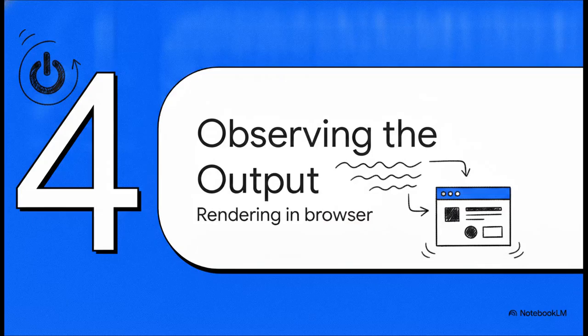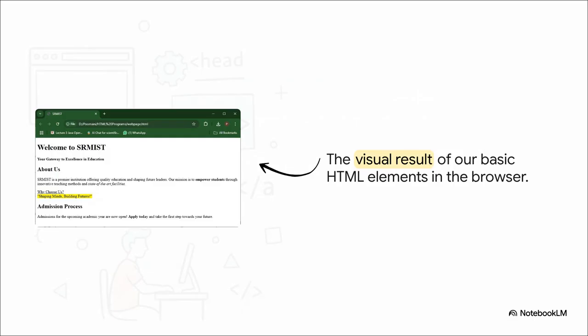All right, Section 4, Observing the Output. Let's power on this code and see how it renders in the browser. The big reveal. When we open our saved HTML file in the browser, all that raw text completely transforms into the structured, readable web page. Just notice the visual hierarchy here. Welcome to srmist is massive, and that's all thanks to the H1 tag. About Us and Admission Process are slightly smaller H2 headings. The browser literally read our invisible tags and painted the structured document for us.